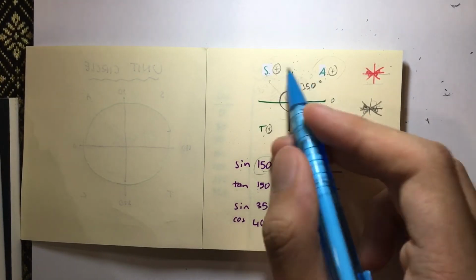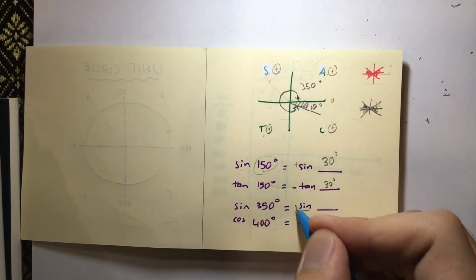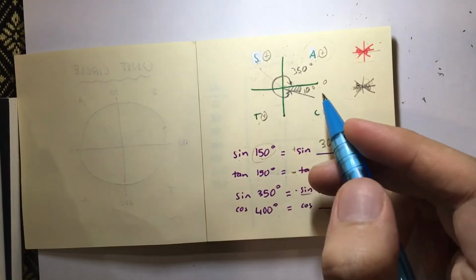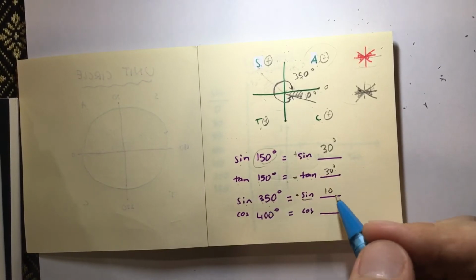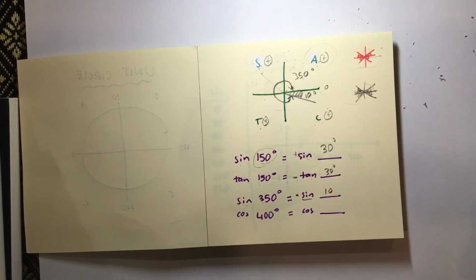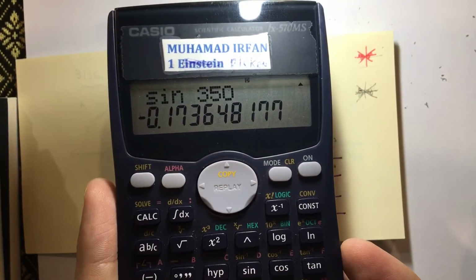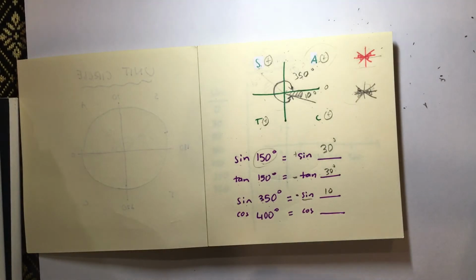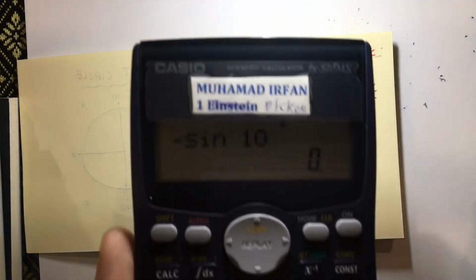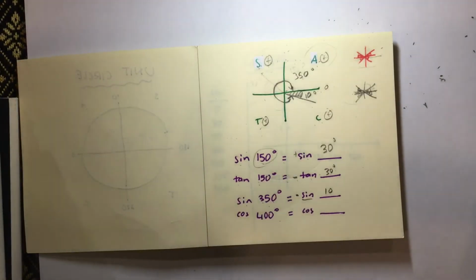Sine. Whose house are we in? We are inside cos's house. So sine must be negative. So we put a negative in front, 10 degrees. Therefore, sine 350 equals negative sine 10. We can test it out. Sine 350 is negative 0.17. And negative sine 10 is negative 0.17. So it's the same.